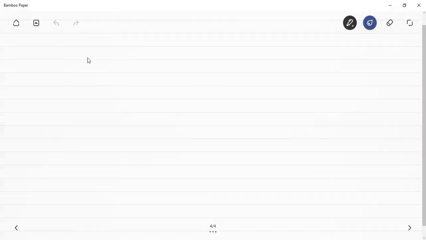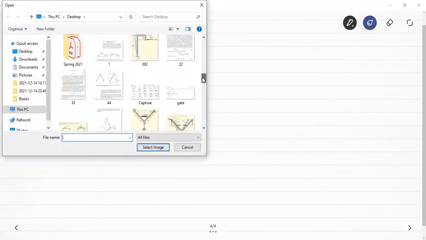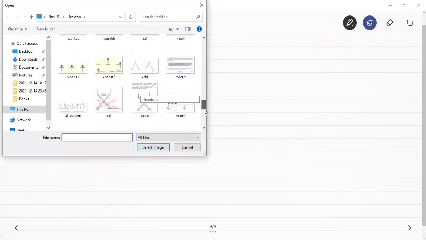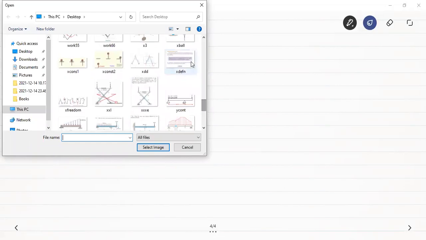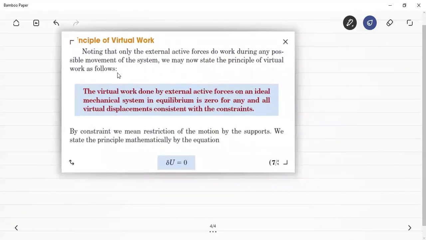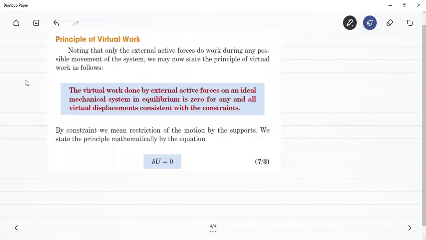I want to show you one more statement of the virtual work, which is mentioned in the Meriam-Kraige book. This statement: Principle of virtual work.